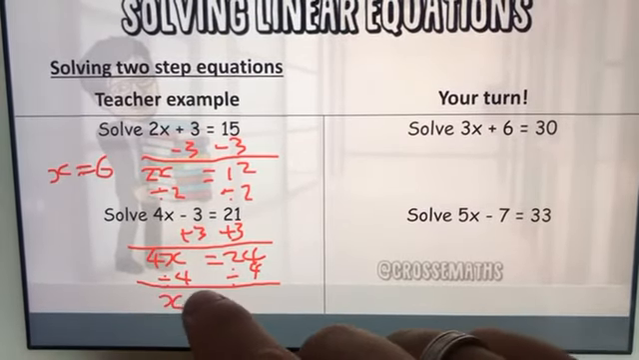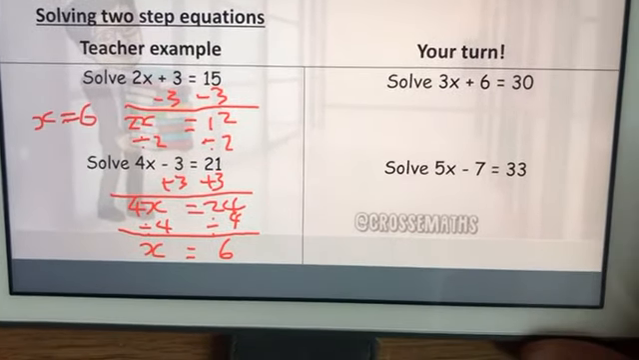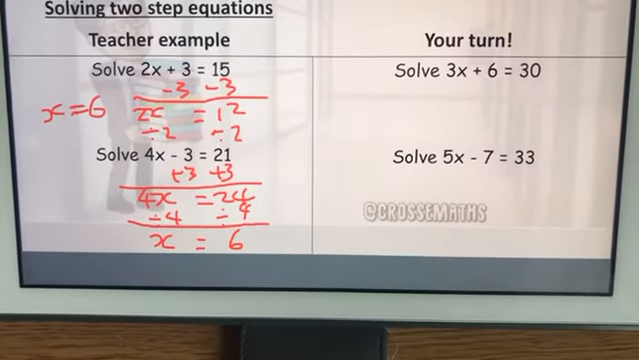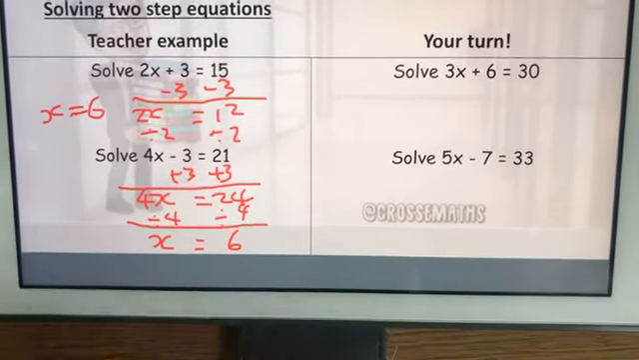4x divided by 4 gives me x. 24 divided by 4 just gives me 6. I end up with x equals 6. Guys, those should be quite straightforward. If you can get those two examples down for me, and then have a go at the ones on the right hand side. To get those two down, have a go at those over there.